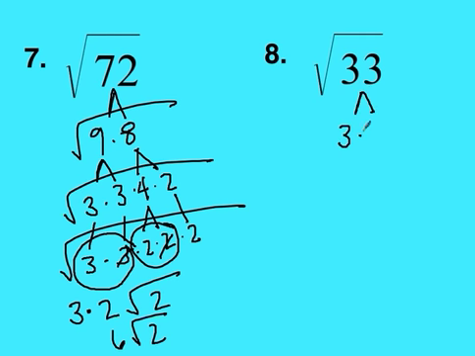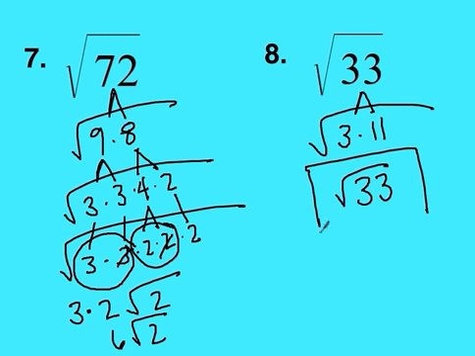33 breaks down to 3 times 11, but I can't break down 3 and I can't break down 11. And so if I get to a situation where I've done my factor tree and I get things that won't break down anymore and I don't have any pairs, then my answer would just be the number that's in my square root. So the answer for square root of 33, when it's simplified, is still just the square root of 33.